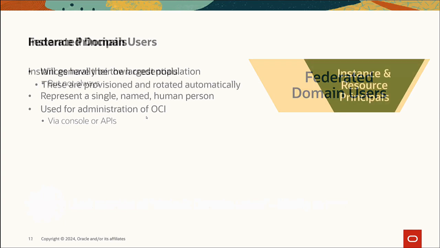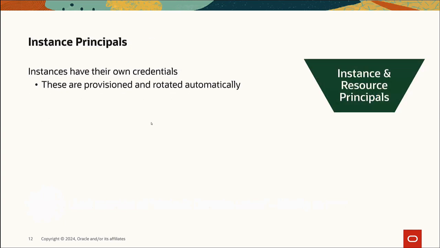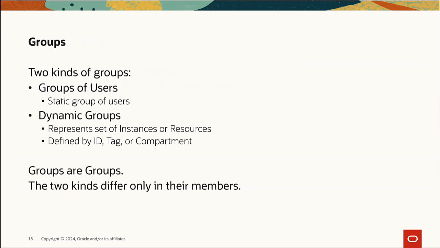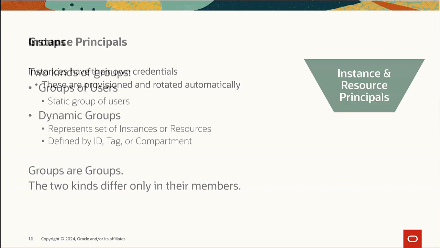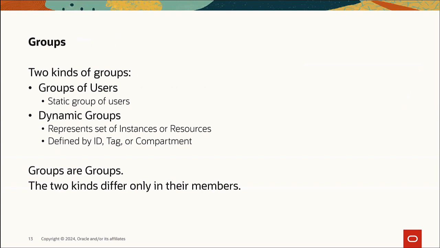Okay. Instance principals, like I mentioned, these are compute instance principals, and they're rotated automatically. So all you have to do is reference the identity, or the OCID, of the instance that you're connecting into, and reference that in a policy, and effectively you're referencing that key that is attached to that compute instance.